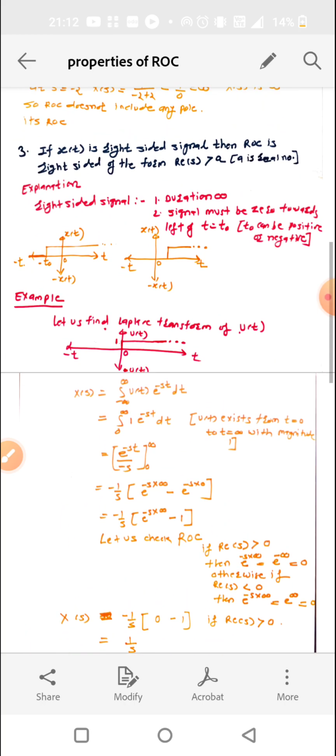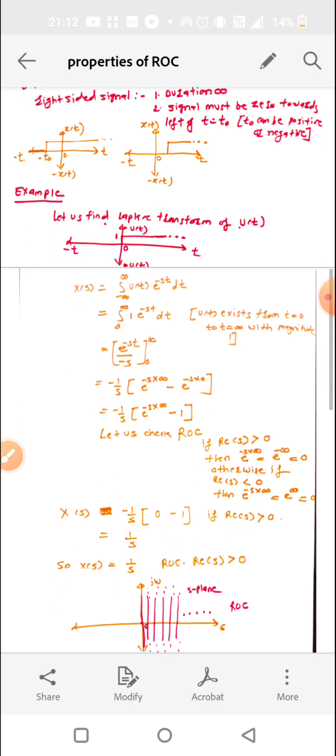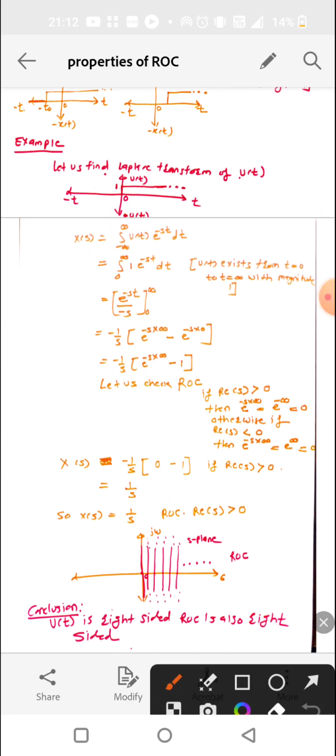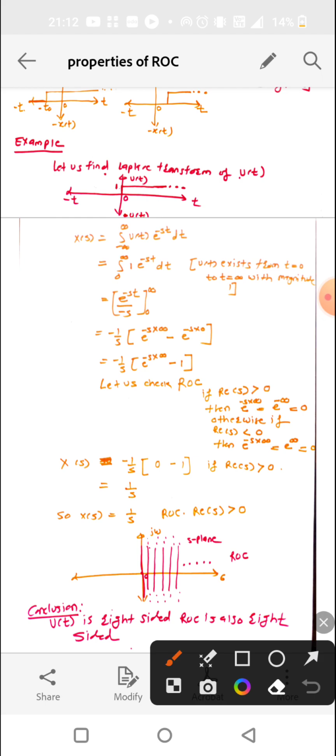Now they are saying that if your signal is right sided, then its ROC is also right sided, or it is given in the form real s greater than a. So take one example. Let us take the unit step. Let us find the Laplace transform of unit step.